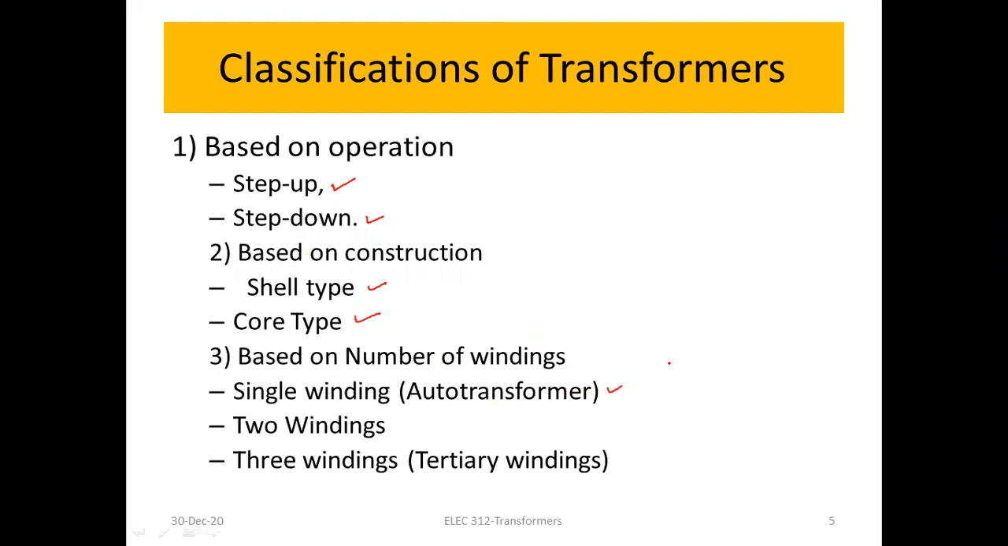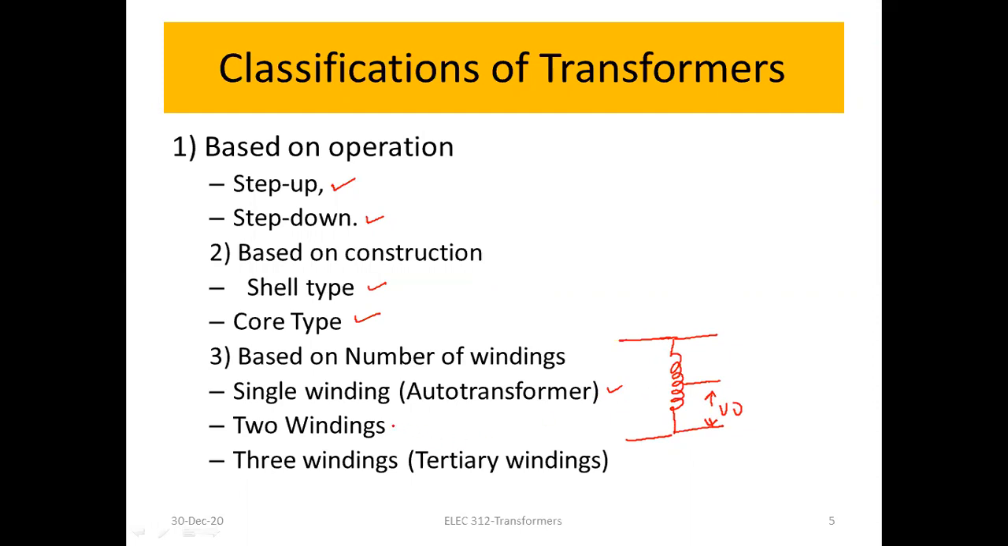If a single winding is given, like this, only a single winding is available, then some part of this portion we are taking as the input side we are giving, and some part of this we are taking as output. So this is a single winding transformer. This is called auto transformer.